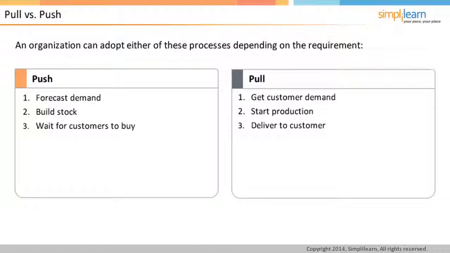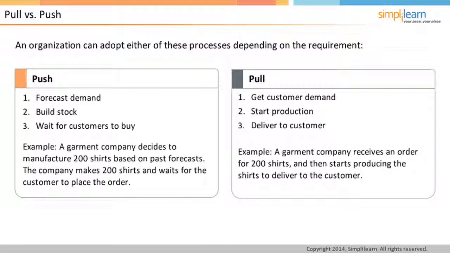demand. For example, a garments manufacturer produces 200 shirts based on expected demand, and then waits for customer orders for them. Note that the demand is expected and not actual. Discounts offered to customers by big retailers are examples of the push process.